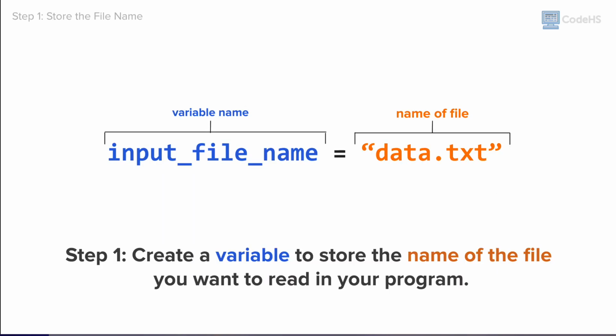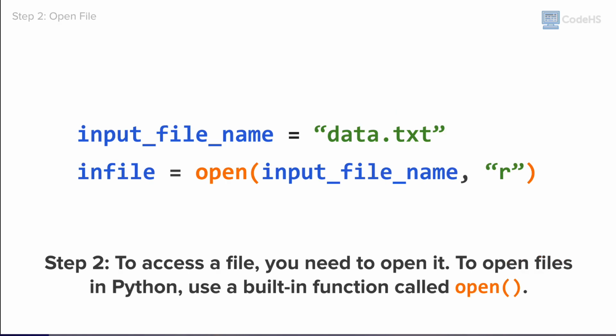The first step is to store the name of the file we want to read into a variable. That way, we can more easily access it later. For example, if I had a file called data.txt, I could store it as a string in a variable called input file name.